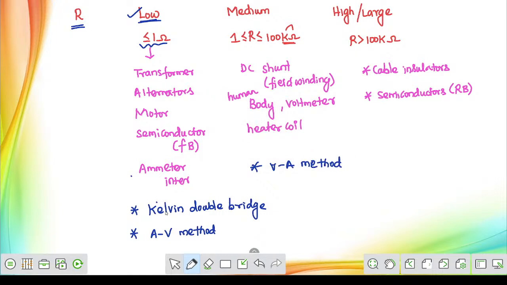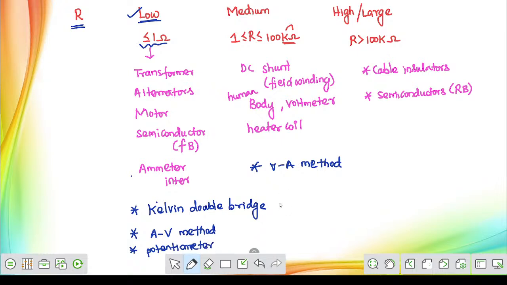So if you are observing low resistance, the methods are Kelvin double bridge, ammeter-voltmeter method, and some people use the name potentiometer method. The potentiometer is also used to measure the value of low resistance.